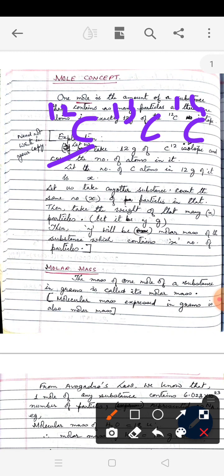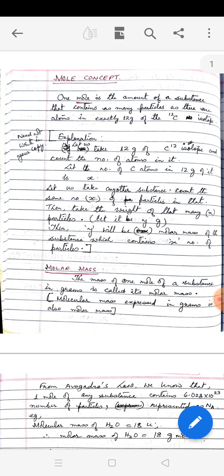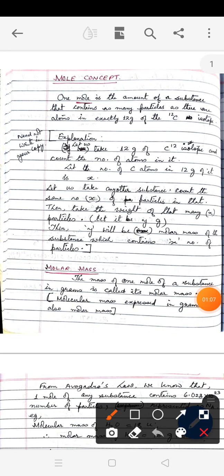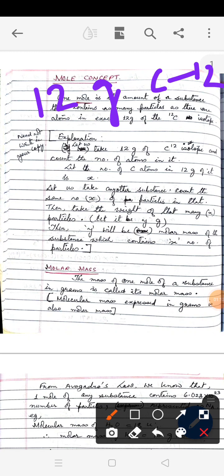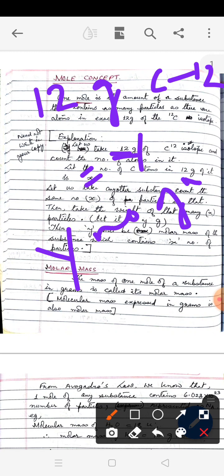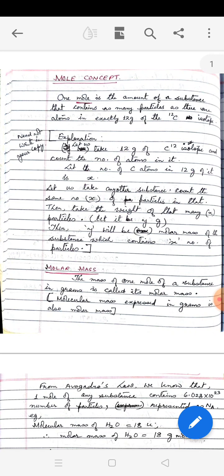So we take exactly 12 grams of carbon 12 isotope, and if you are able to count the number of particles in that, suppose it contains y number of particles. Now I take any other element and count y number, say y number of sodium atoms. Now if I am able to take the mass of this y number of sodium atoms, that will be known as 1 mole of sodium.